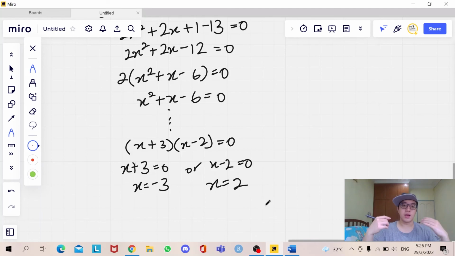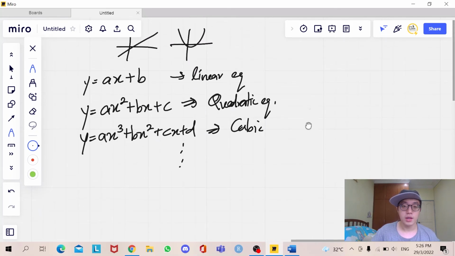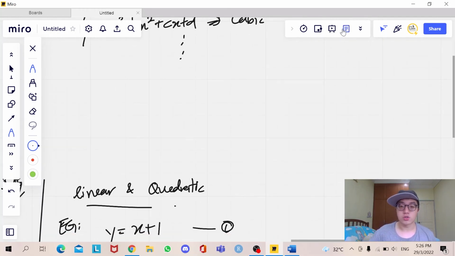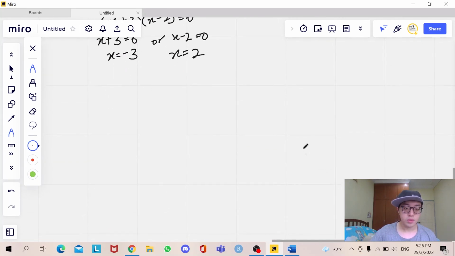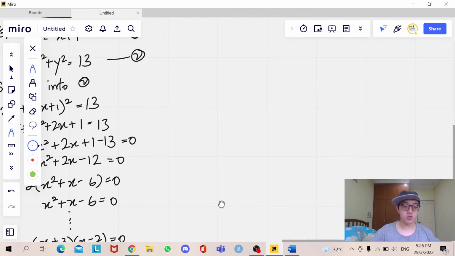So x can have two answers because, as you see, for the same answer of y, we have two x's. This is something that works with a quadratic one. So from here, x equals negative 3 and 2.